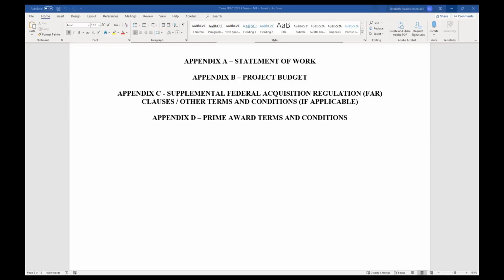For our final question: if the prime agreement doesn't specifically identify which clauses to flow down to subrecipients, short of including the entire contract, how would you know which terms and conditions are mandatory to flow down?